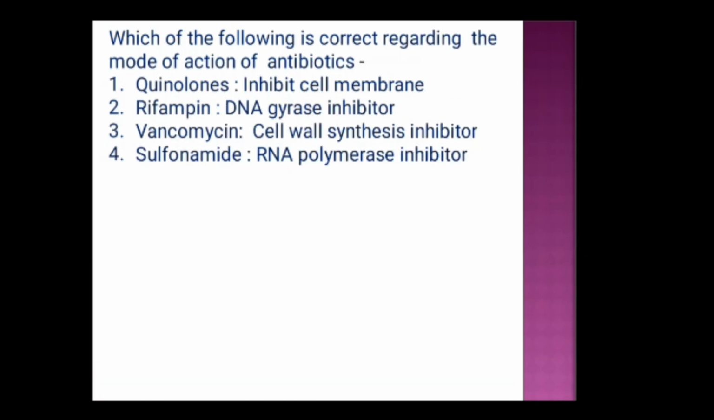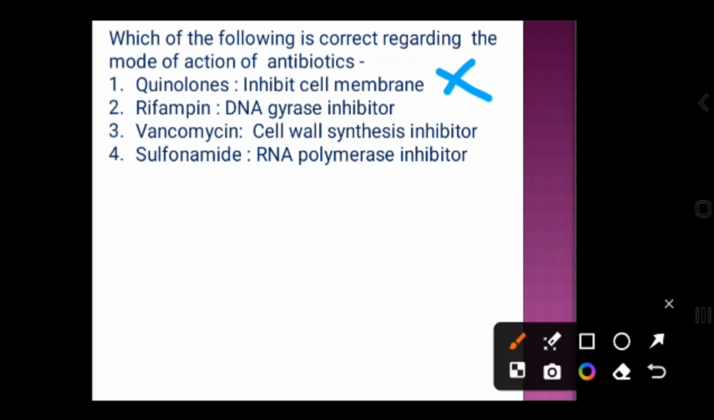Next, which of the following is correct regarding the mode of action of antibiotics? Option 1, quinolones inhibit cell membrane. That is not the correct option because quinolones are nucleic acid synthesis inhibitors. Option 2, rifampin, DNA gyrase inhibitor. This option is also incorrect because rifampin is an RNA polymerase inhibitor. Option 3, vancomycin, cell wall synthesis inhibitor.